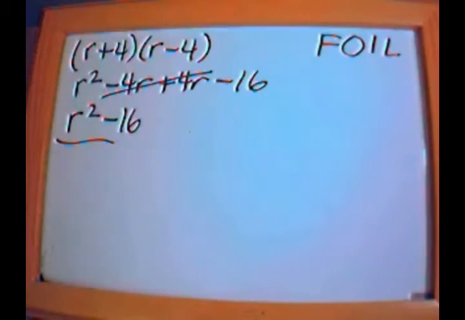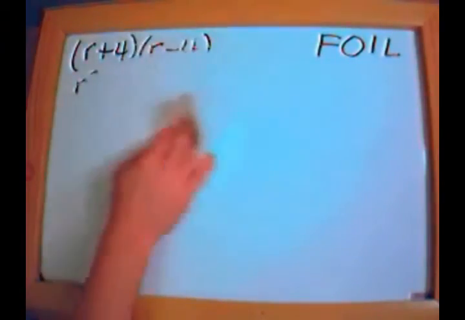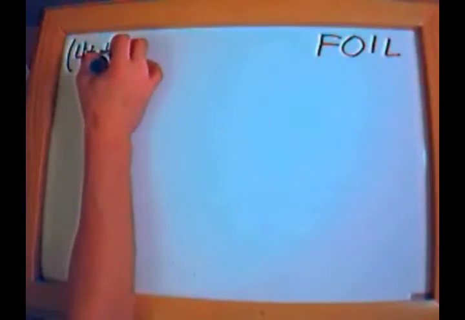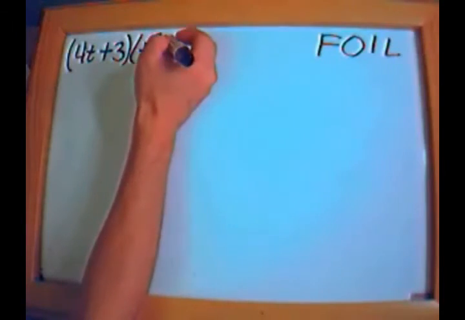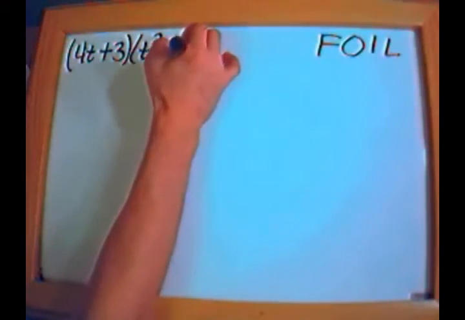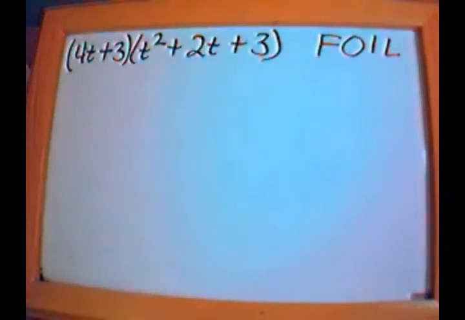Okay. The next problem I have is sort of a more advanced problem, and I want to do it because this kind of thing might be like a bonus problem on a test or a quiz or something like that. But it's very, very simple. It just takes some time. What if I gave you something like 4t plus 3 times t squared plus 2t plus 3. Now look at that.